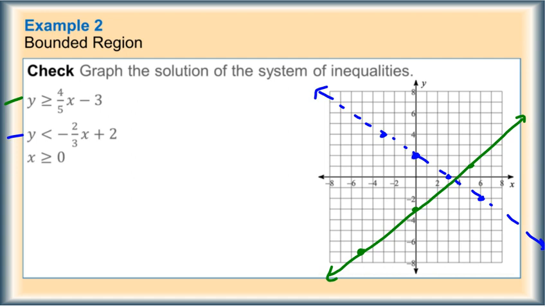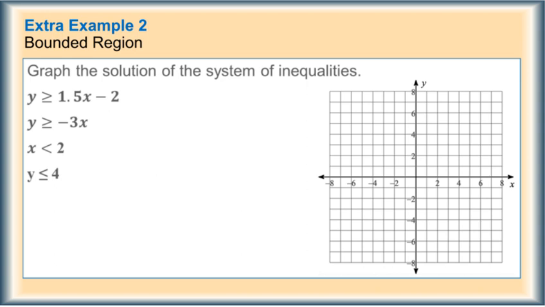Then we'll use this purple color for 0. So it crosses the x-axis at 0. It's a solid line. So it's greater than, so it's to the right of the purple. The blue one is underneath the blue. And the green one is above the green. The only place that has all three, again, is this middle triangle. So that would be our solution.